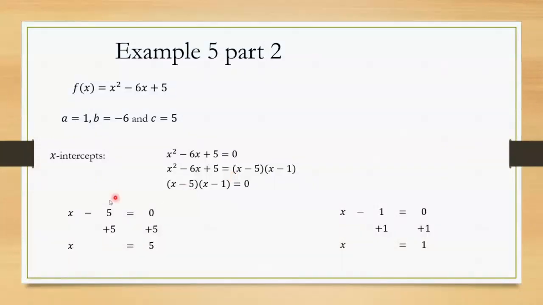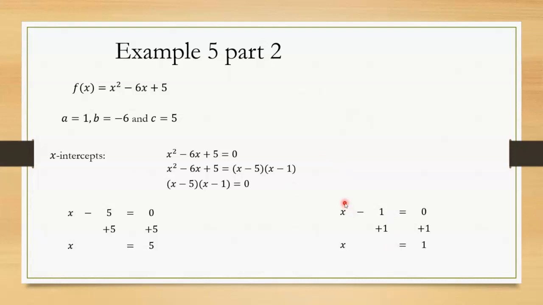Okay, that's good. So what do we get? We get x minus 5 is 0, right? We solve that equation. We add 5 to both sides. We get x equals 5. Here, x minus 1 is 0. Add 1 to both sides. You get x equals 1. So those are the x-intercepts.